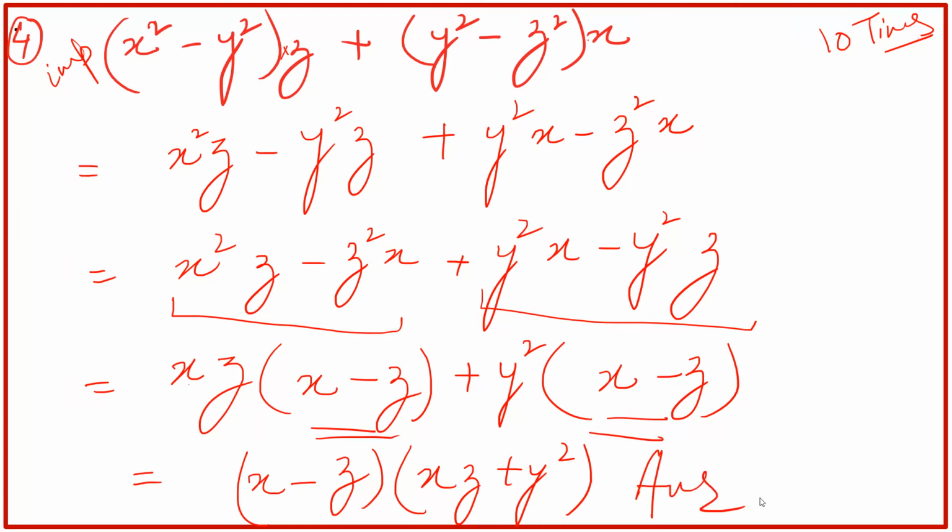So (x minus z) into (xz plus y square) is our answer. Right, so in this exercise we have also learned factorization by taking common.